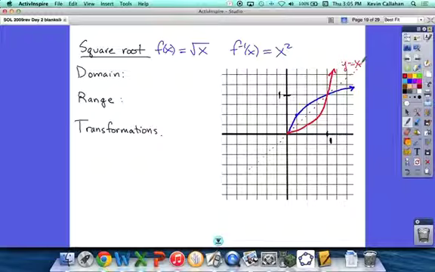So if just looking at the blue line, what is the domain of that? x is greater than or equal to 0. What is the range? No. It's not x greater than or equal to 0. It's y greater than or equal to 0, okay? So the domain is x greater than or equal to 0. The range is y greater than or equal to 0. And it can be transformed just like all the others.